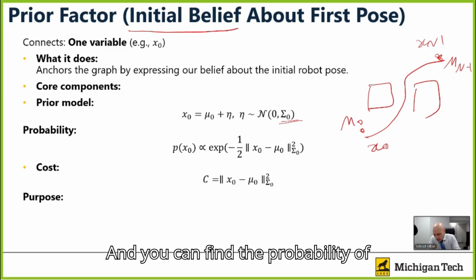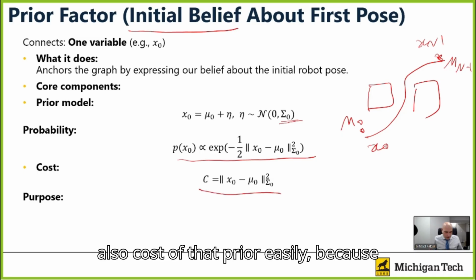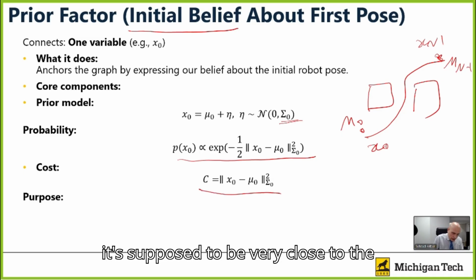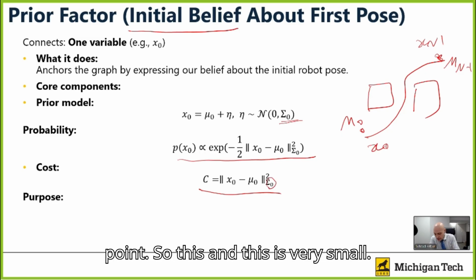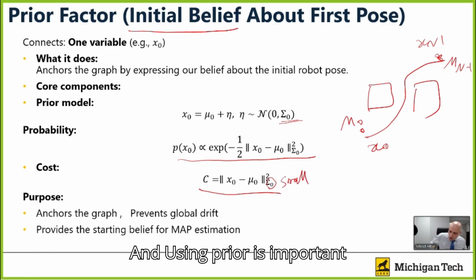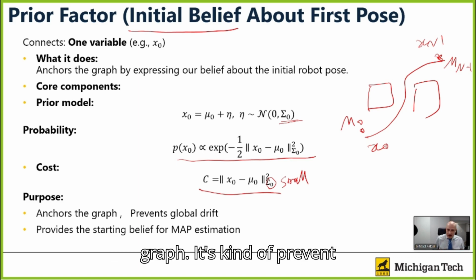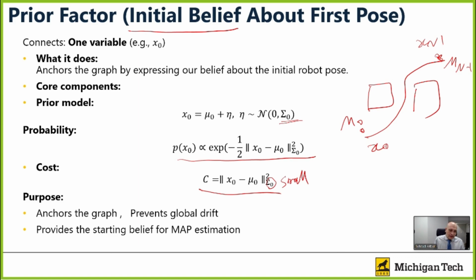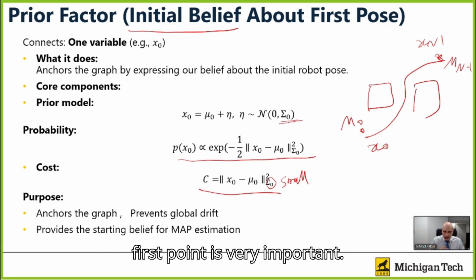And you can find the probability of that prior and also the cost of that prior easily, because it's supposed to be very close to the first point and last point. So this is very small. And using a prior is important because the prior is like an anchor of the graph. It kind of prevents global drifting. At least the first point is very important.